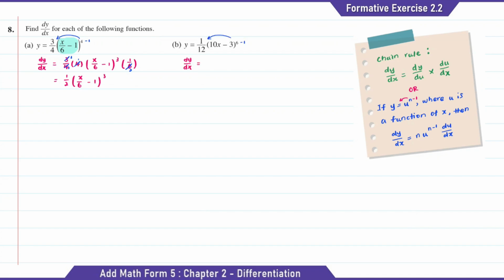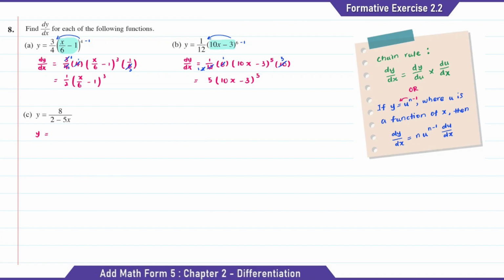Question b. dy/dx is equal to 1 over 12 times 6, bracket 10x minus 3 to the power of 5. Then differentiate the terms in the bracket, which is equal to 10. So here we can simplify the 6 with the 12 and then the 2 with the 10 here. Then this is equal to 5, bracket 10x minus 3 to the power of 5.